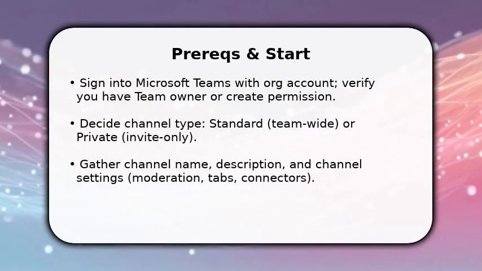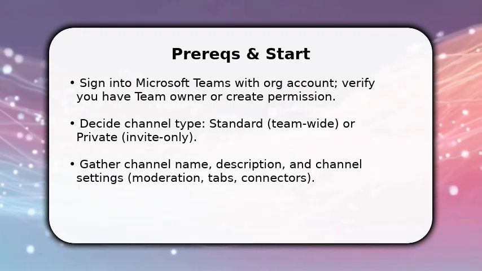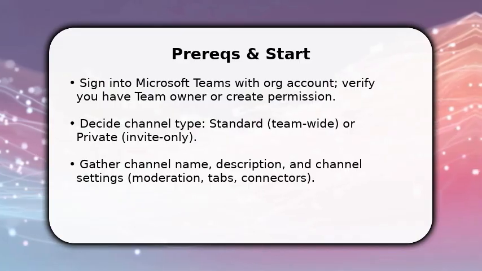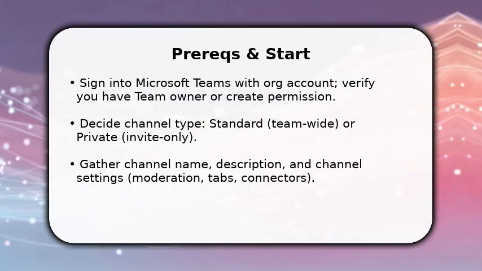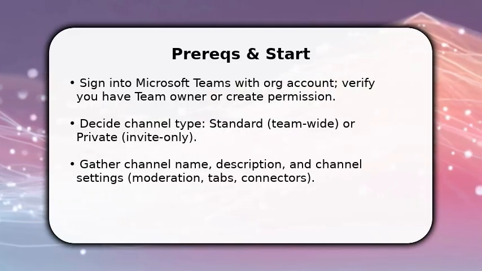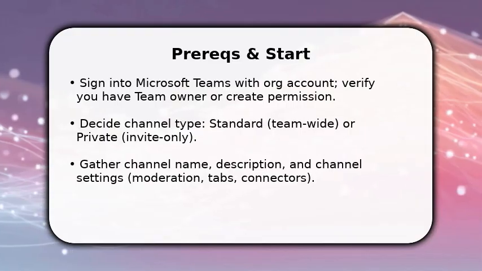You're signed in and authorized. Start now by opening the specific team where the channel will live. Click the ellipsis next to the team name and choose Add Channel. Name the channel clearly, add a concise description, and select standard or private depending on access needs.